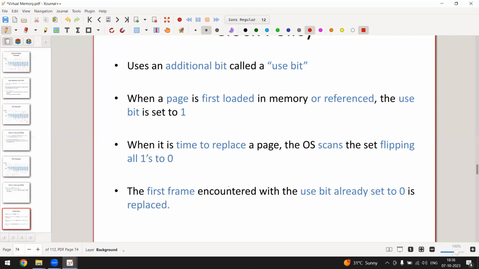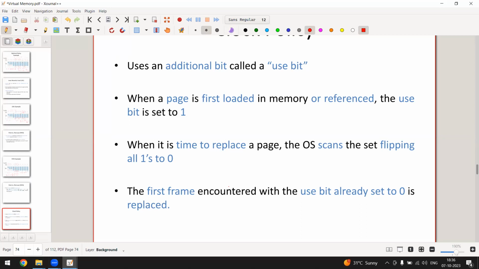Now, when it is time to replace a page, the OS scans the set, flipping all ones to zeros. So this is very important. It will scan all the pages, and wherever the use bit is 1, what is the meaning of use bit 1? It means that this page is active. So the OS will not swap it, but it will make that 1 to 0.